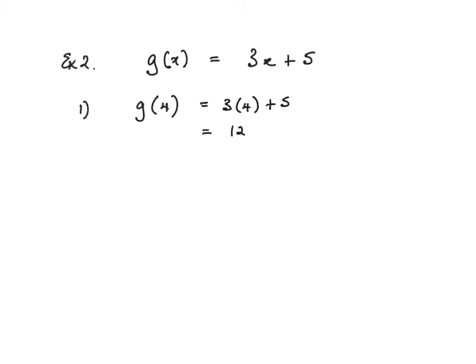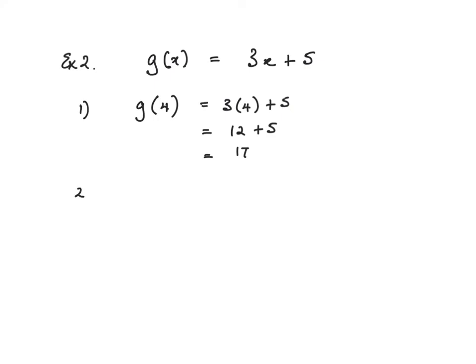A function is defined as g of x equals 3x plus 5. First thing we want to do is to calculate g of 4. Now that's nice and simple. What we're going to do is to replace, if we're replacing this with a 4, we have to replace this x with a 4 as well, and then evaluate. So we have 3 lots of 4 plus 5, which is 12 plus 5, and that equals 17.